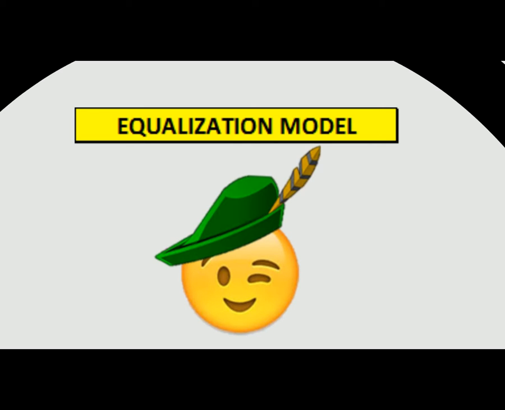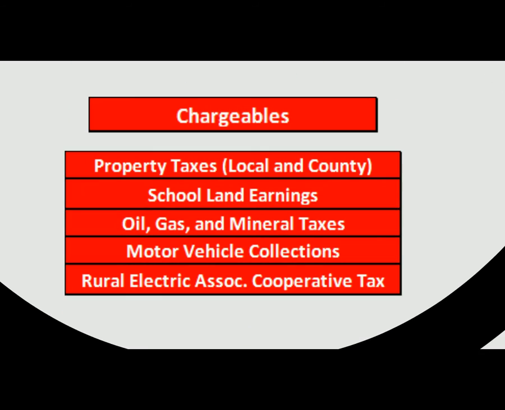Local affluence is measured by revenues known as chargeables. Local revenues, or chargeables, used to measure local affluence are property taxes, both local and county, school land earnings, oil, gas, and mineral taxes, motor vehicle collections, and the Rural Electric Association Cooperative Tax.